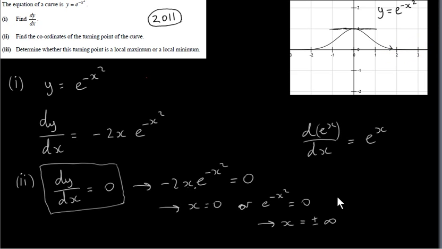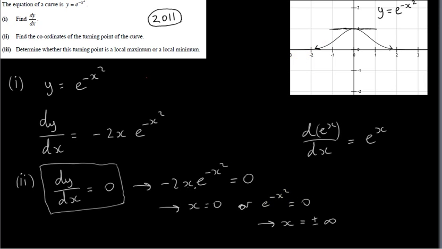So at plus infinity you could say we have a turning point, but it's not a true turning point because plus infinity is not a number. Similarly for minus infinity, for a very large negative value of x, or an infinitely large negative value of x, e to the minus x squared will be 0.